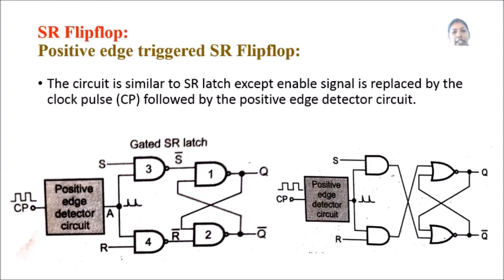You have NAND gates. The SR flip-flop consists of NAND gates. S denotes the set condition and R denotes the reset condition. Q and Q bar are the output and the complement of the output.